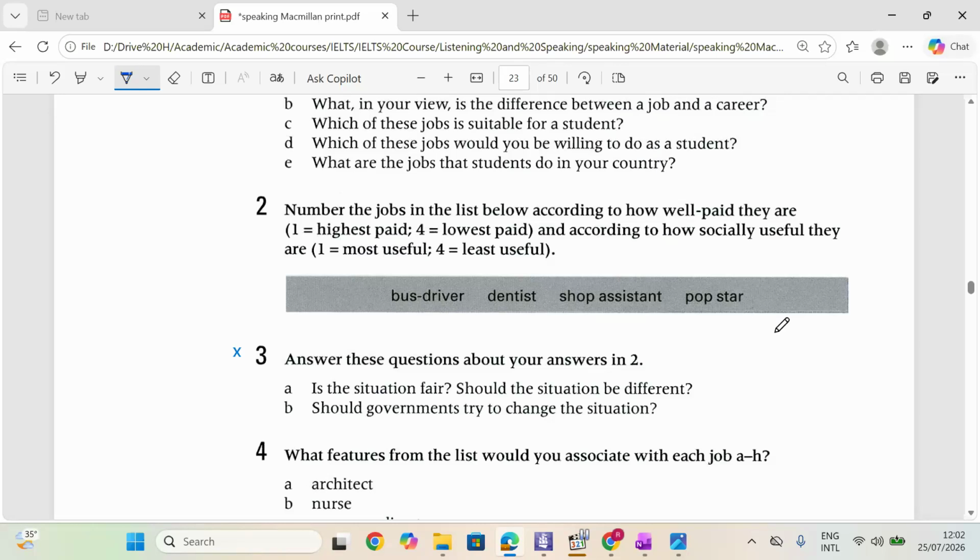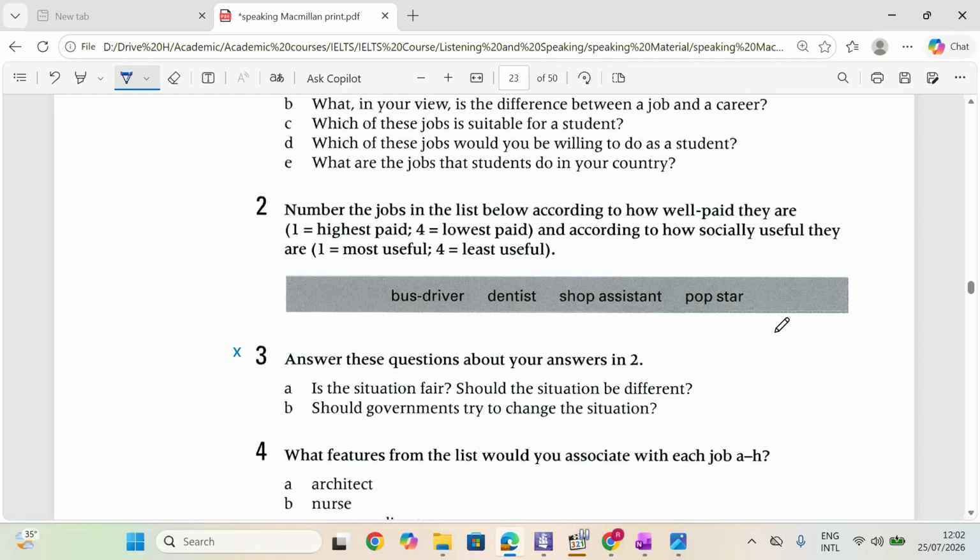Malik. Okay, go ahead, because you raised your hand. Okay, is that as a student or as a graduated person? No, this is jobs in general. Forget about students, that's another exercise. We're talking about jobs in societies right now. Which one of these jobs do you think is the highest paid? A pop star. Then dentist. Then a bus driver. Then shop assistant. And the least? Shop assistant.